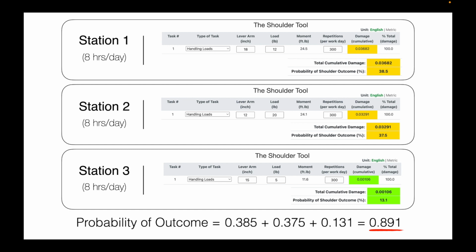So station 1 has a 38.5% chance of an outcome. Station 2, 37.5. Station 3, 13.1 percent chance of an outcome. So station 3 is significantly lower risk, while the other 2 stations are about the same. But our total probability of an outcome is adding those together, and over the course of a year would be 0.891. So it's approaching 1, the chance that we have either an injury or a medical report, at least one of those over the course of a year.